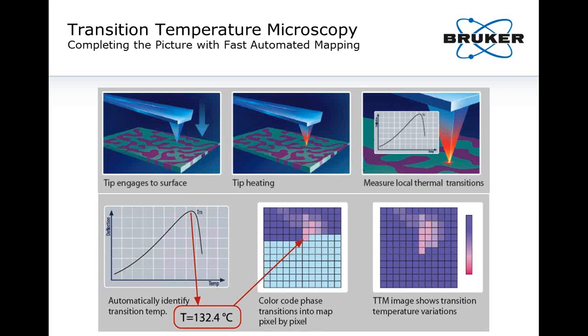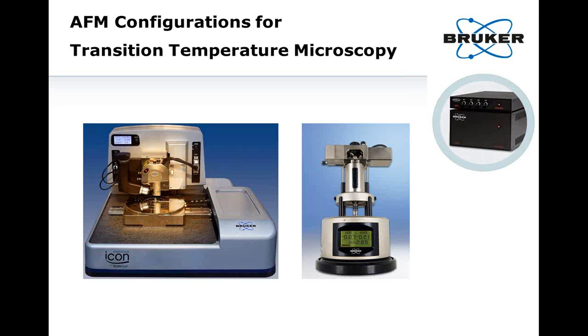and the system goes to a location, performs each measurement in a completely automated fashion, extracts the transition temperature, and immediately plots it in real time, generating a real-time transition temperature microscopy image directly showing the variations in transition temperature. This is a capability that is available on two of our AFM systems, the Dimension Icon large sample system as well as the Multimode 8 system.